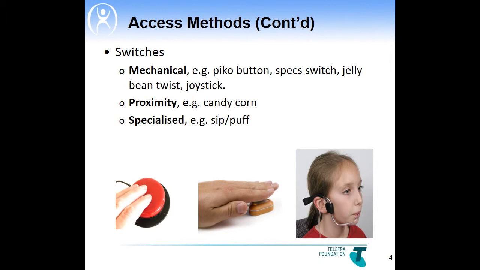3. Specialized switches, such as the sip and puff switch. The user sips or puffs into a mouth tube to activate and control the device. They are frequently used with people with limited upper limb movement, such as high-level quadriplegia.